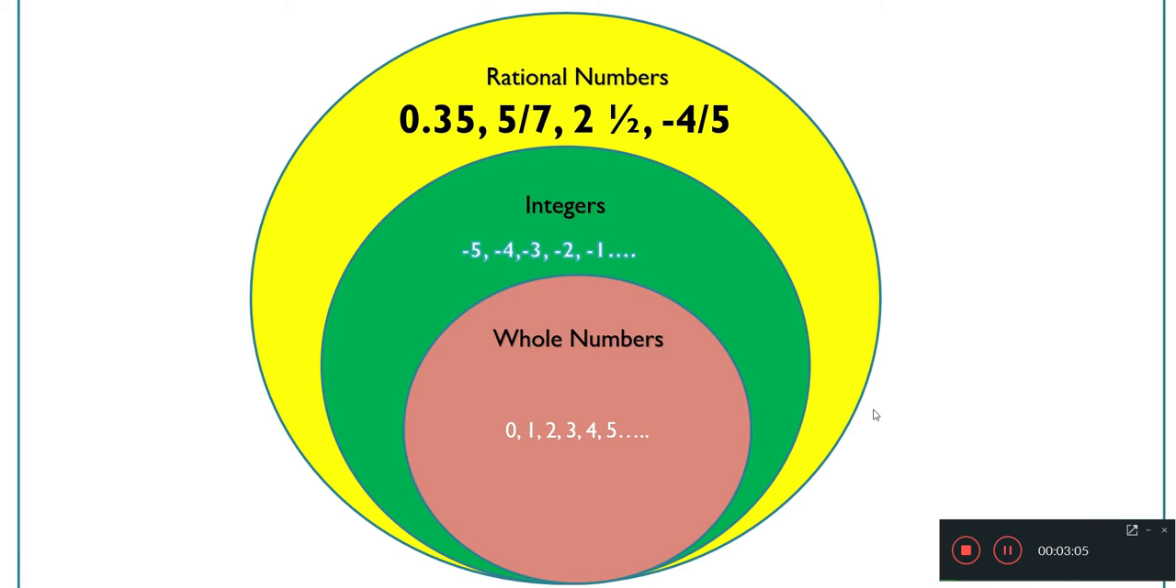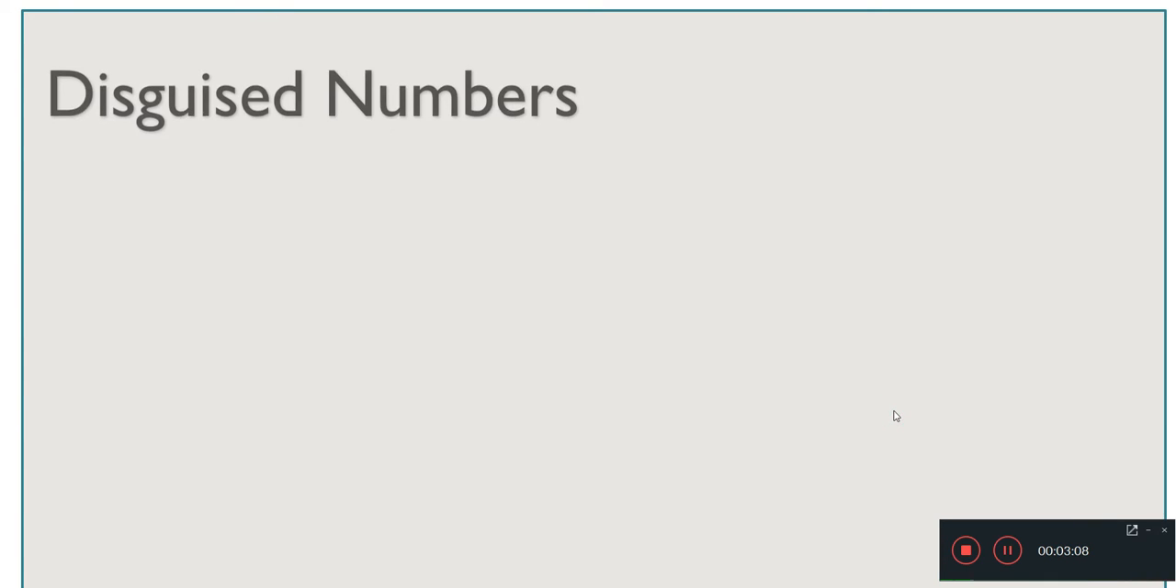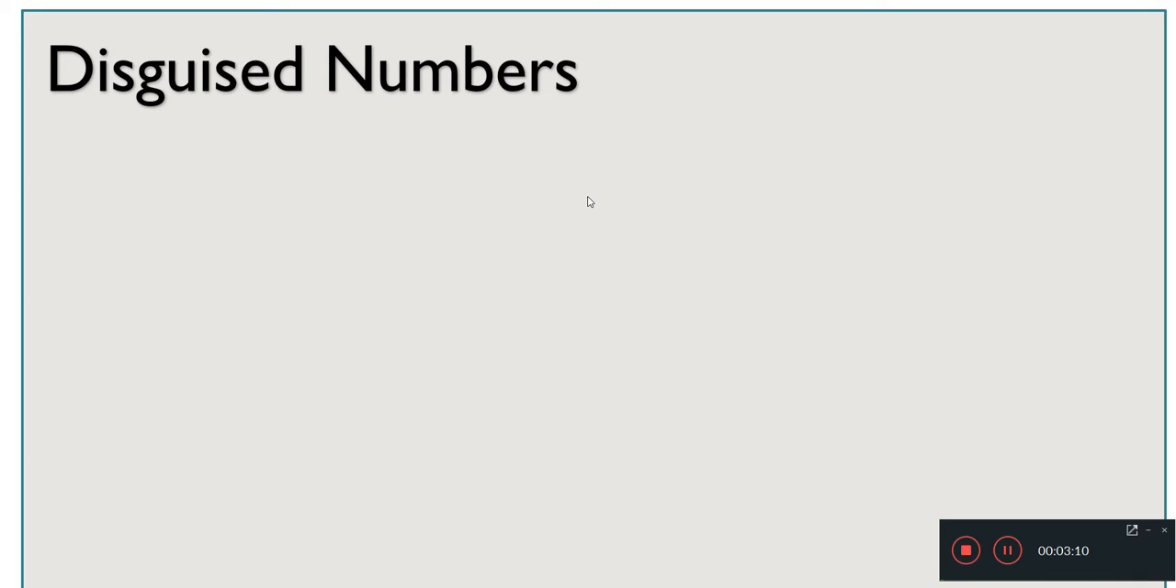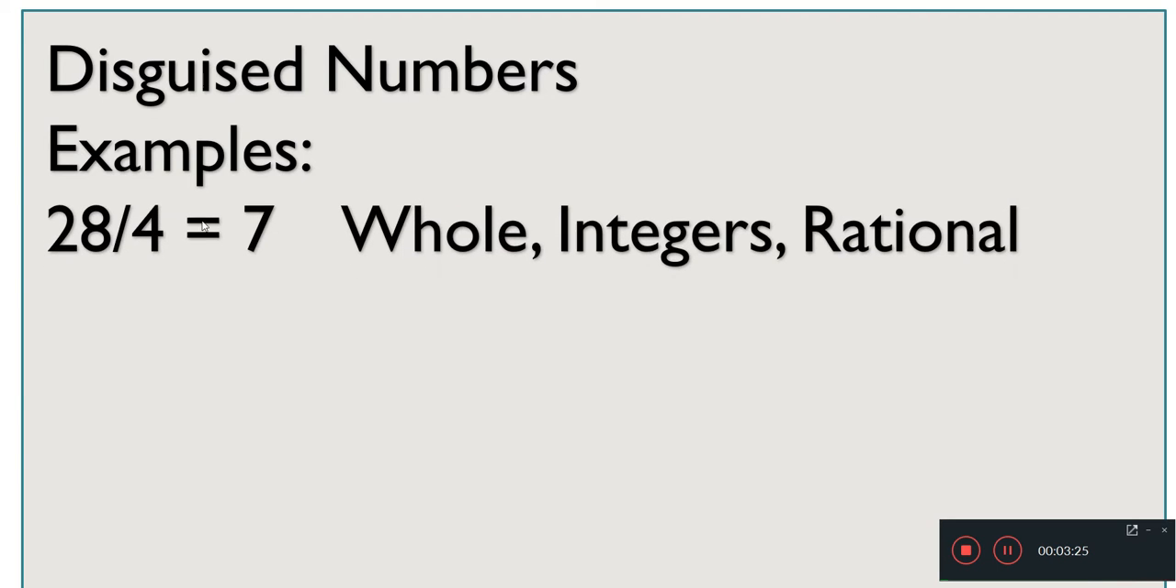So we're going to categorize. We have first here the disguised numbers. What are disguised numbers? Disguised numbers are numbers that you think at first are rational, but if you simplify them, they could be an integer or also a rational. Let's give an example. We have 24/4. It's in the form of a fraction, so at first it could be rational, but when we simplify 28/4, it's 7. Therefore, it's a whole number, an integer, and a rational.